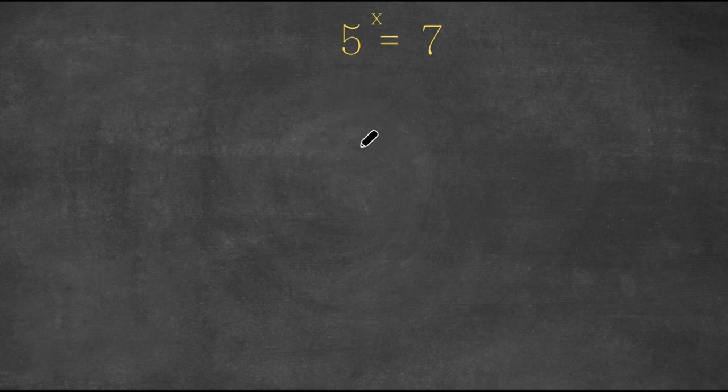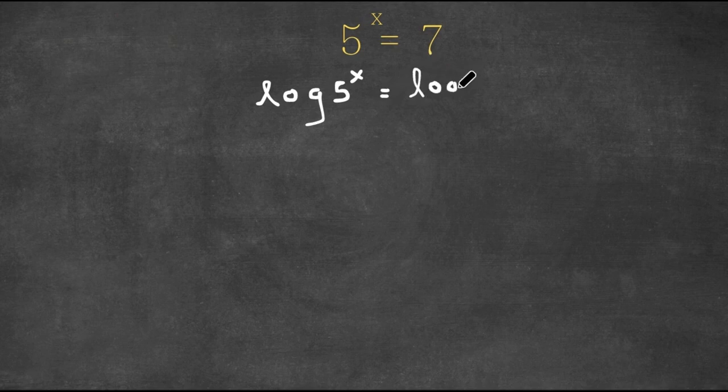In today's video, I'm going to be teaching you guys how to solve this exponential equation. So we have 5 to the power of x is equal to 7. Now what I'm first going to do is take the log on both sides. So log 5 to the power of x is equal to log 7.